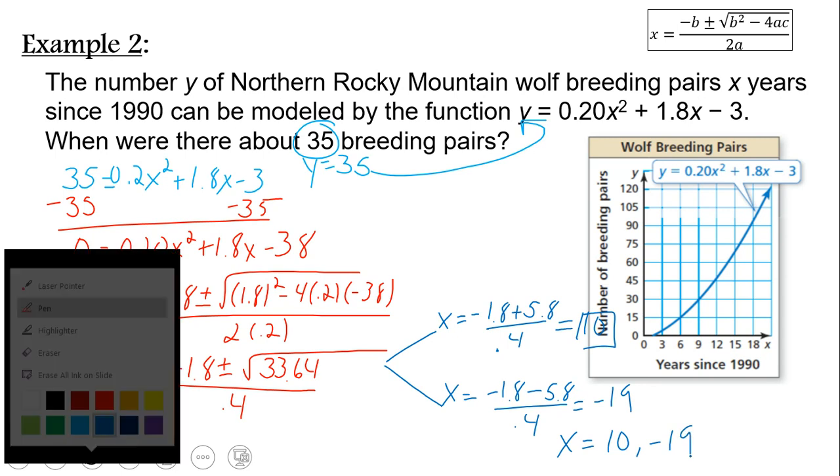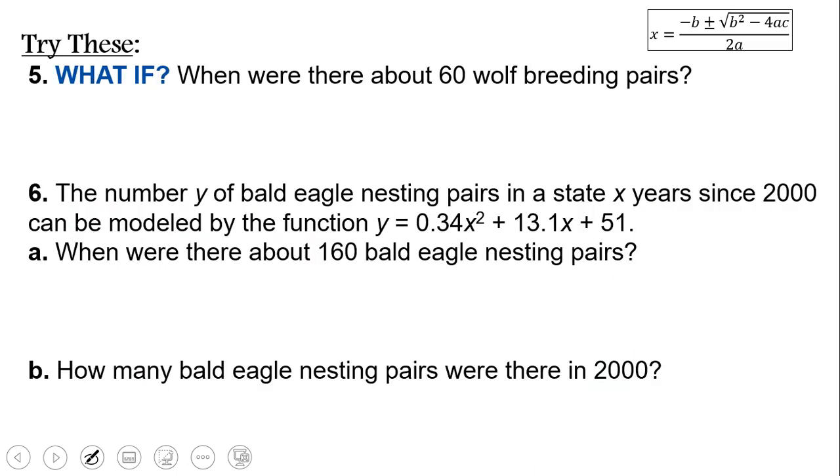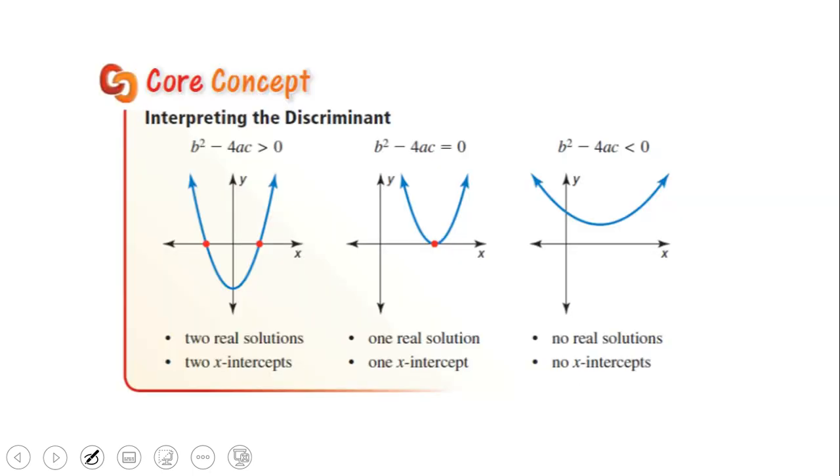Now, if we're talking about the number of breeding pairs, obviously that can't be a negative value. So my answer is x equals, or rather the number of years, I should say. We can't have negative 19 years, so my only answer here is x equal to 10. Obviously, if we change it to 60 breeding pairs, you can just plug 60 in for y, and then we don't need to go through the same example.